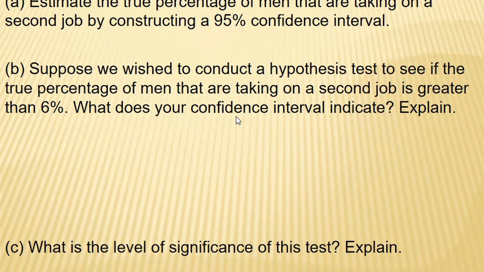Number 2. Okay, so this part we're going to need a calculator. In June 2010, a random sample of 800 working men found that 9% had taken a second job to help pay the bills. Letter A. Let's go ahead and just use the calculator for letter A. Estimate the true percentage of men who are taking a second job by making a 95% confidence interval.